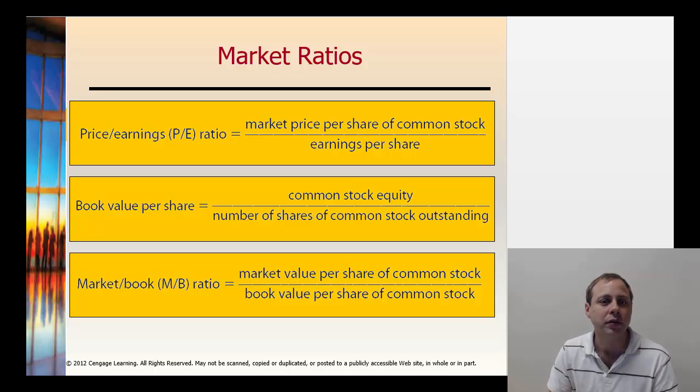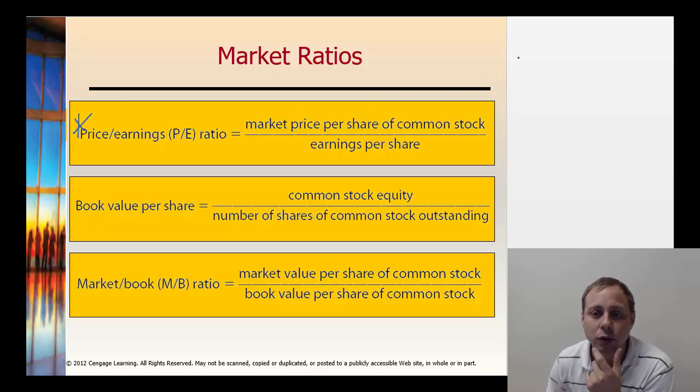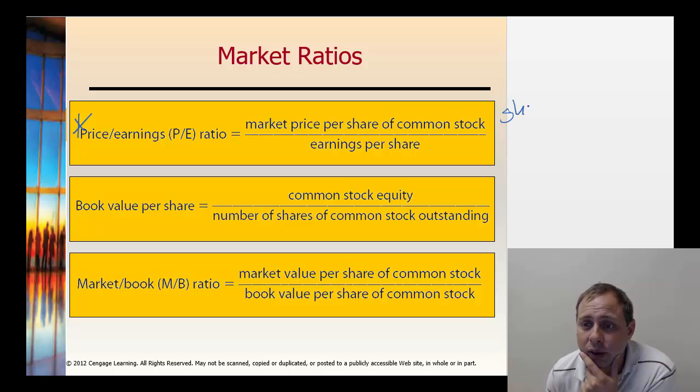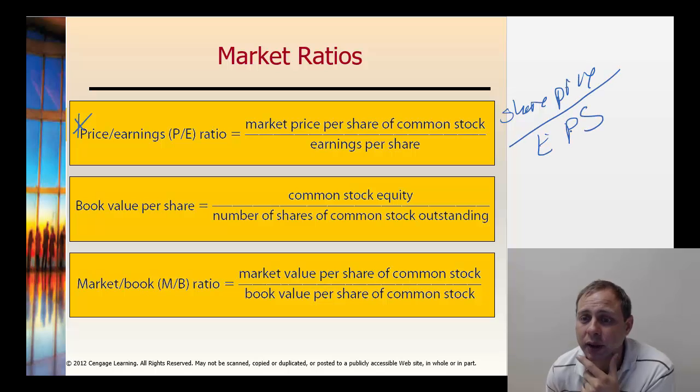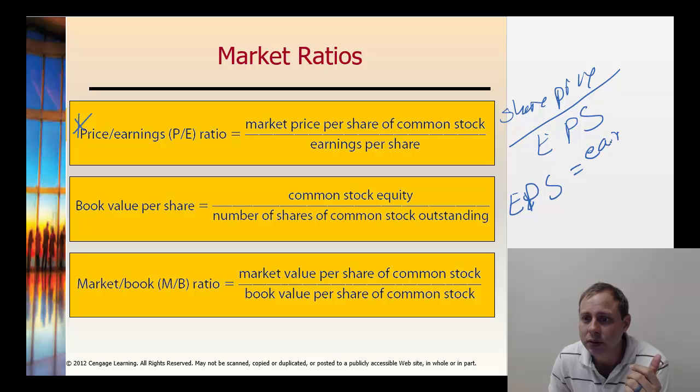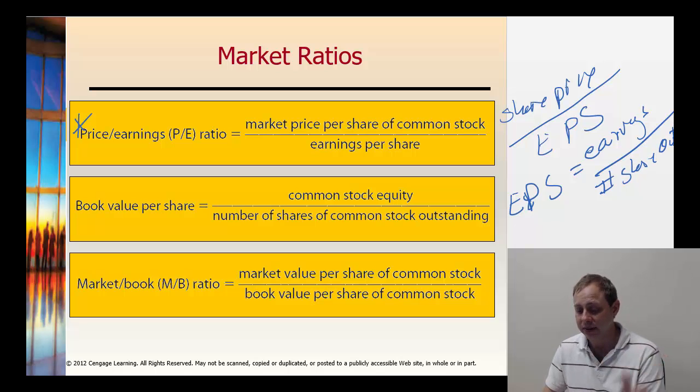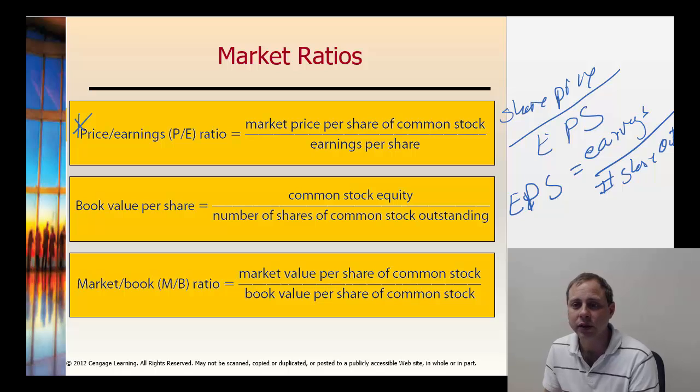What do we have left? Yes, price to earnings ratio. This is a big one. I would keep this one in mind for the future. PE ratio is nothing more than share price, so whatever share price, divided by earnings per share. How do we calculate earnings per share? Earnings per share, EPS, is equal to earnings divided by number of shares outstanding. That's it. It's not difficult, but for some reason that creates a lot of confusion, and it's very important.